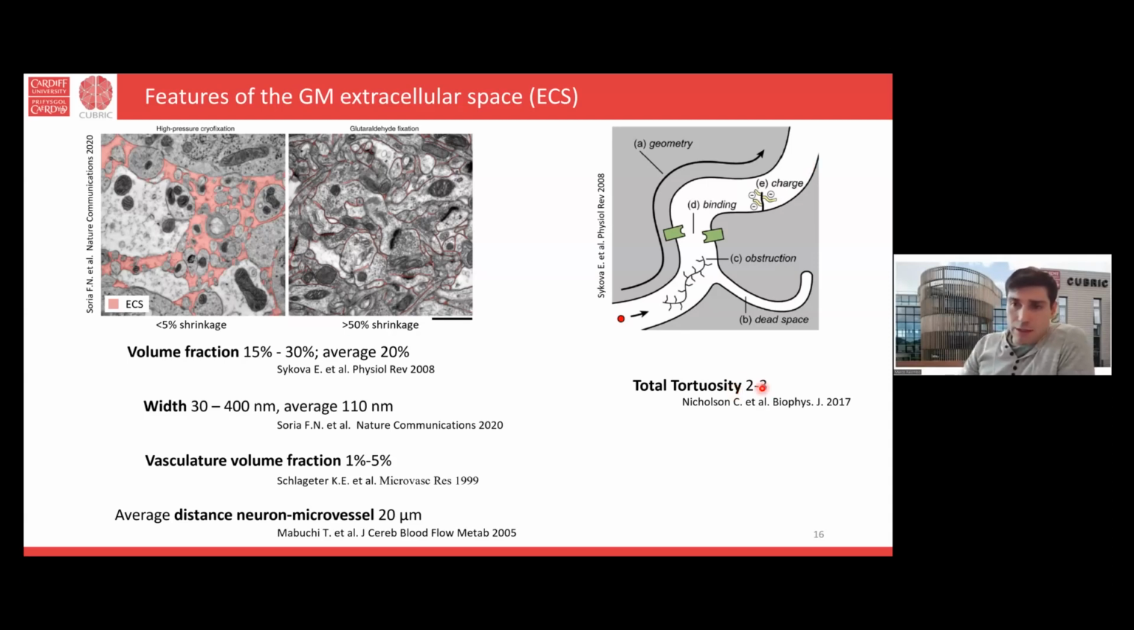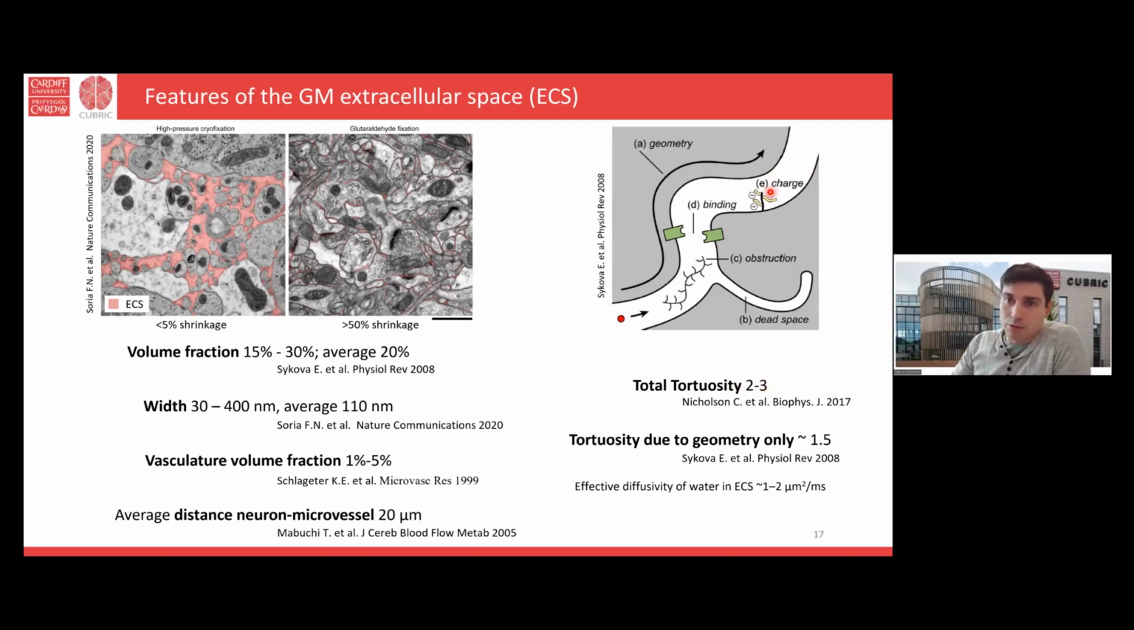However, if we look only at the geometrical tortuosity, the ratio between the direct path between A and B and the actual tortuous path, we have a factor of 1.5. It's hard to link this to the diffusivity, but we can say that roughly this geometrical tortuosity can explain the observed water diffusion in the extracellular space to be between 1 and 2 squared micrometers per millisecond.